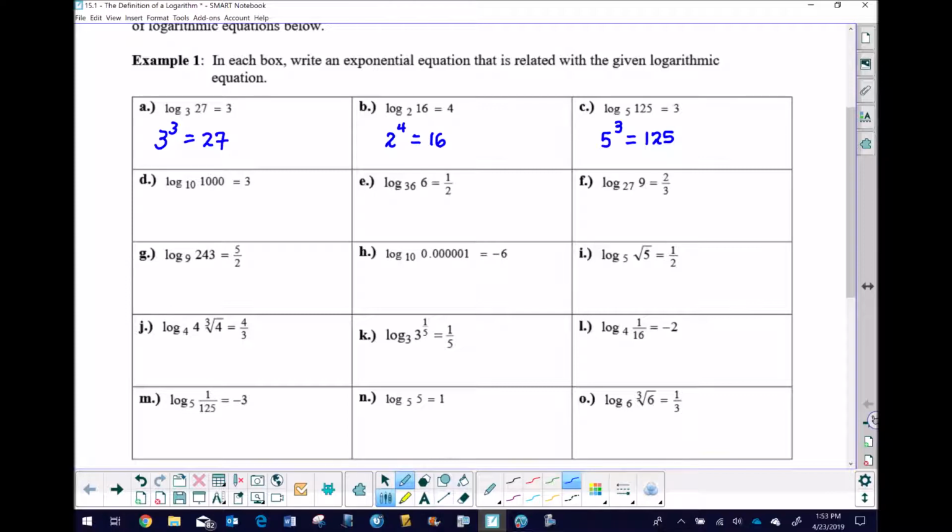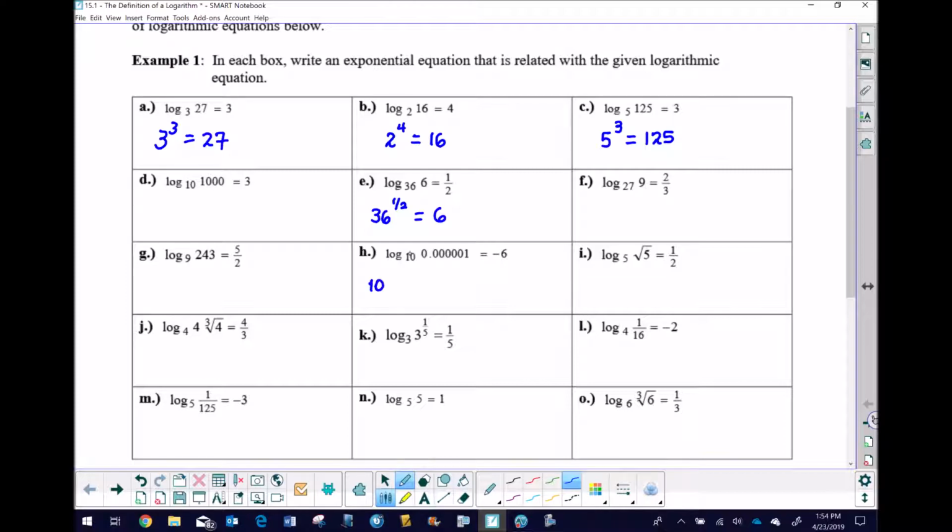That is a true statement. We would rewrite it as 36 raised to the 1/2, and that's equal to 6. Now, do you all, my students, agree with that? Because 36 to the 1/2 power is like the square root of 36. So that's legitimate. Okay, how about H, this really nasty decimal thing here?